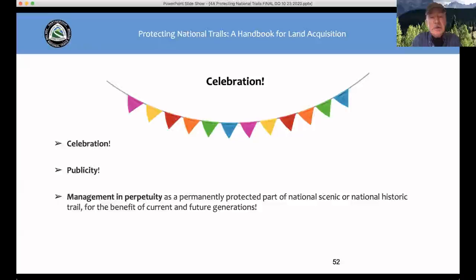And celebration is important. Why is that? Well, because you have just accomplished something that will add immeasurably to your National Scenic or National Historic Trail. You now are the owners in perpetuity of a permanently protected part of your National Scenic or National Historic Trail, and the current and future generations will be able to enjoy it forever.